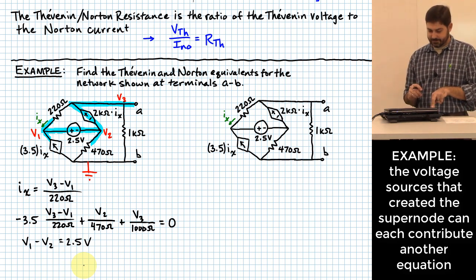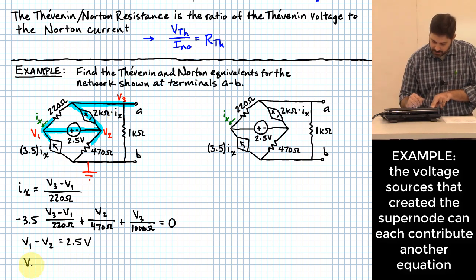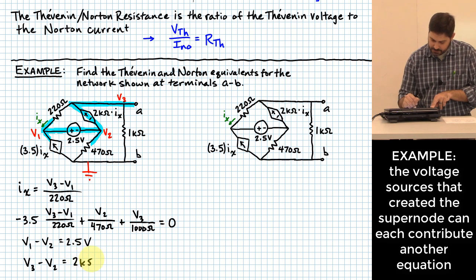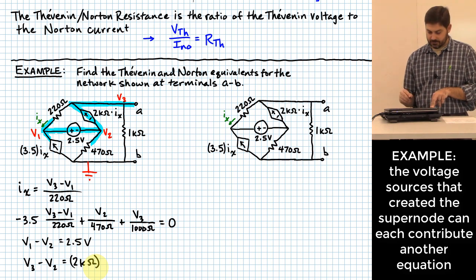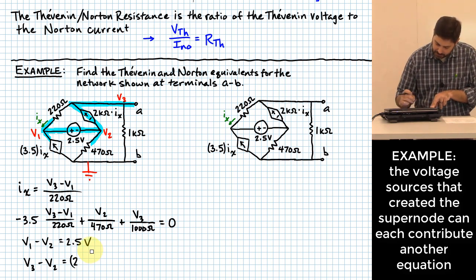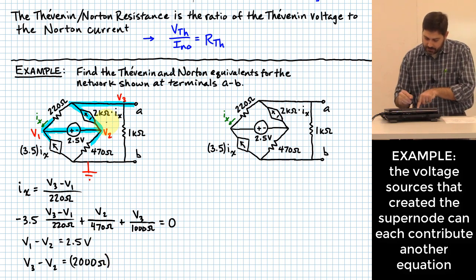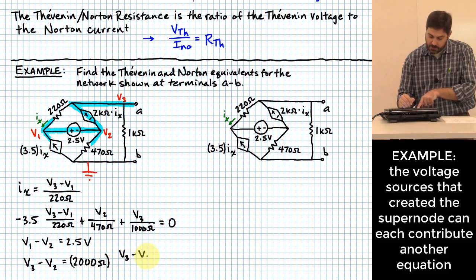What else do I need to do? Okay. The dependent source says that V3 minus V2 will be what? 2 kilo ohms times Ix. What's Ix? Okay, I tell you what, I did this on the other one as well. Let me go ahead and substitute in this as 2,000 ohms times Ix. Okay, now I think you said that Ix, we already found up here, is V3 minus V1 over 220 ohms.